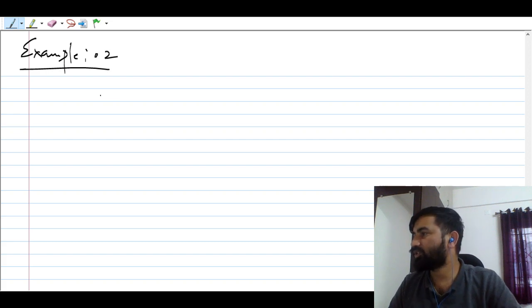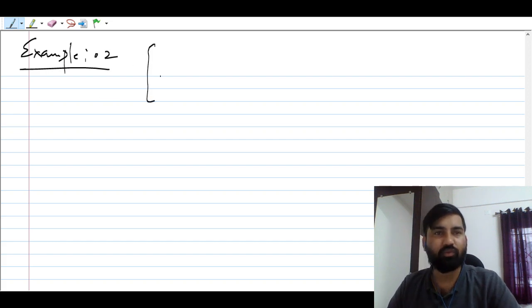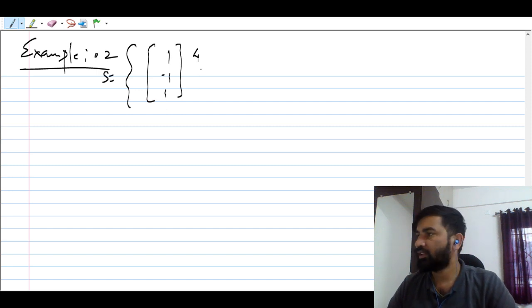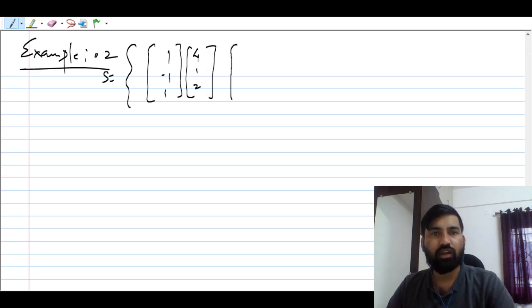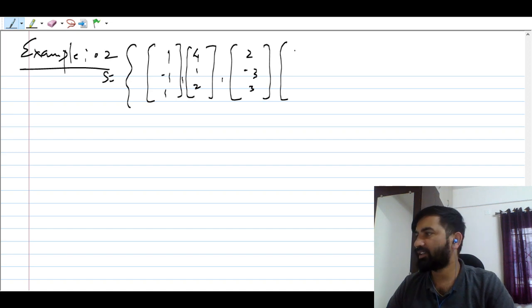Next example I'm going to take here. Suppose we have got here 1 minus 1 1, right? And this is 4. This is one vector, right? Set of vectors are given, you can say 1 minus 1 1, and next vector is 4 1 2, right? Next vector is given as 2 minus 3 and 3, right? And next vector is 2 1 0, right?